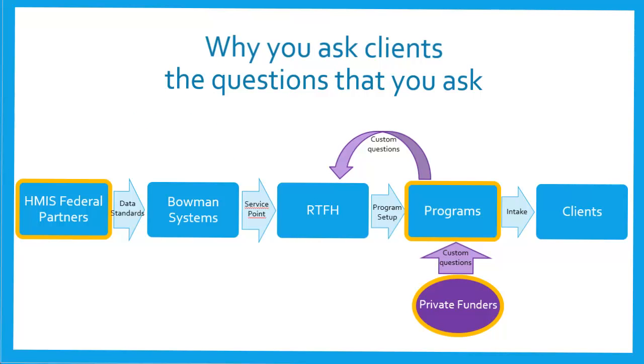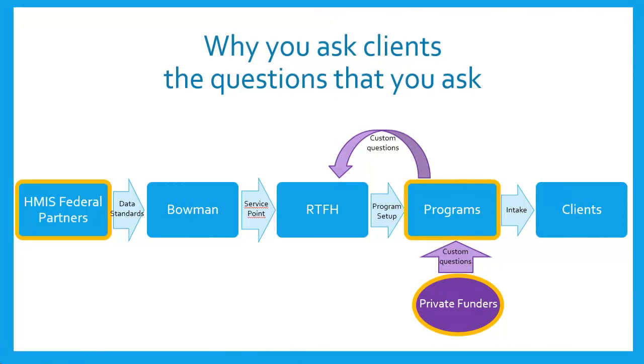This process shows how the questions you ask clients are developed, beginning with the federal partners. Points where questions and answers are developed are marked in yellow. First, the federal partners publish the Data Standards Manual, which determines the data elements and how the questions and answers are worded. HMIS administrators such as Bowman then create assessments according to the manual, and provide guidance to HMIS lead agencies like the Regional Task Force on the Homeless.